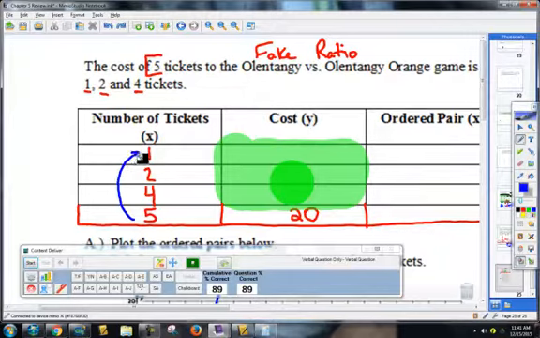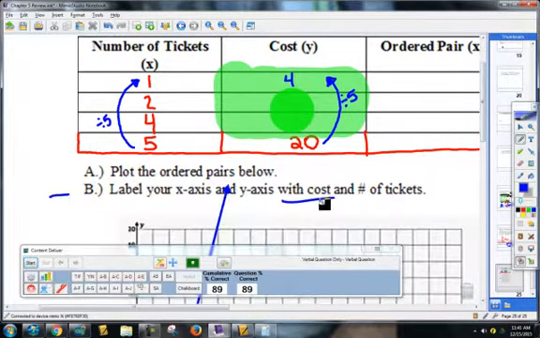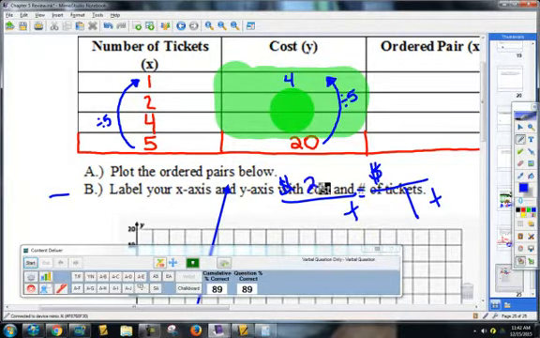What are you doing to go from 5 tickets to 1 ticket? Wouldn't you be dividing by 5? So what do you need to do to your cost? So what is the cost of 1 ticket? If you can get to that point, that's the unit rate, right? Isn't that the same as doing a proportion where you said, okay, I need to know tickets on bottom, cost on the top? And you say, okay, it's $20 for 5 tickets. So how much does it cost for 1? $4. Everybody understand that?